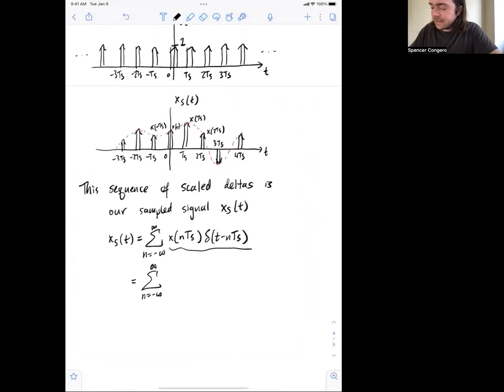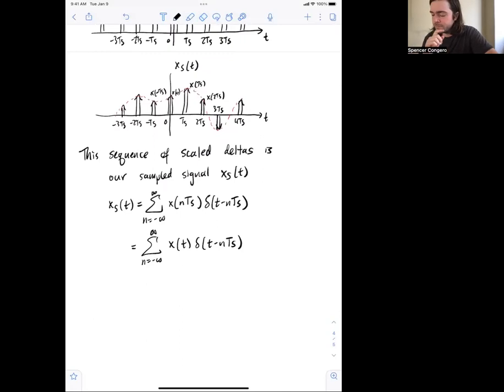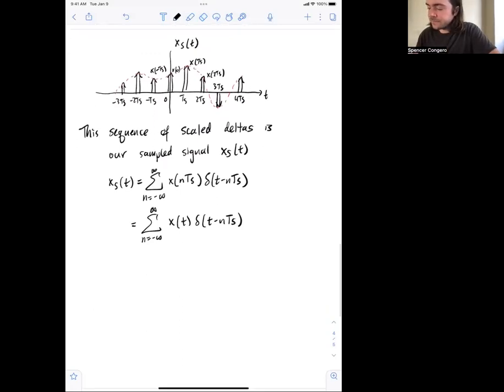So if I have x of a value times a delta function at that location where I'm taking that value, I can actually write this just as x of t times delta of t minus n t sub s. We saw this with our delta function properties. I have a function x of t and I multiply it by a delta function. I just get that same delta function, but now scaled by the value of x at the location of the delta function. Okay, so we saw that previously in the delta function video. But now x of t doesn't depend on n, so I can bring it outside.